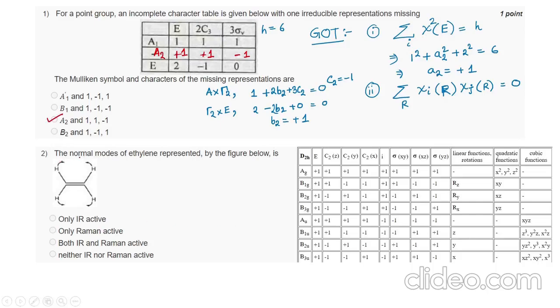The normal modes of ethylene represented by the figure below is given like this. Now we have to see. So this is a bending, and they all bend together. So this normal mode of vibration. So we have to see which are actually changing or not changing. Depending on that, we will get the symmetry species of this particular normal mode of vibration. So obviously when the identity is there, there is no change, so it will be plus 1.